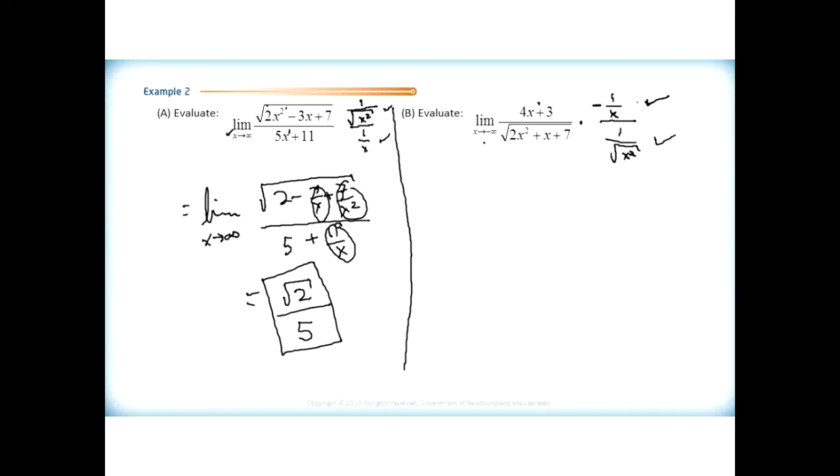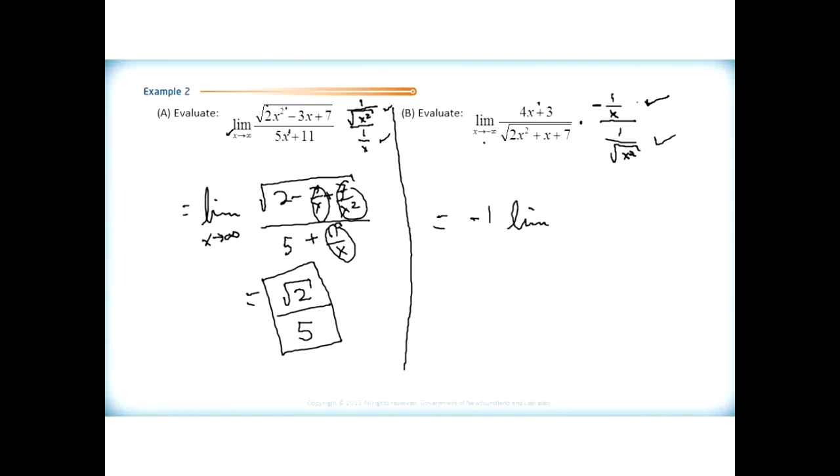We say, okay, let's make that negative 1 over x, and then we'll make it 1 over the square root of x squared in the bottom. And that's fairly straightforward. Then all we have to do is remember our limit laws. If I'm multiplying by a negative here, I can just stick that negative 1 out in front of my limit.